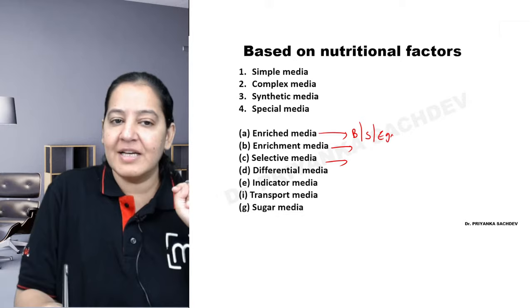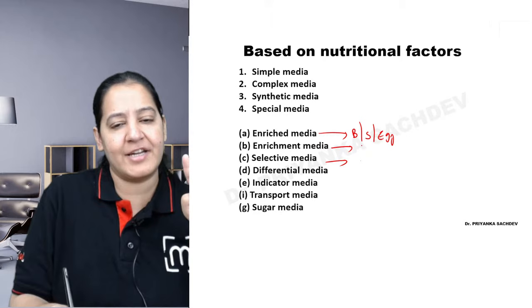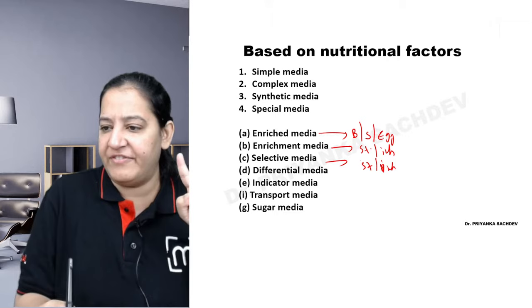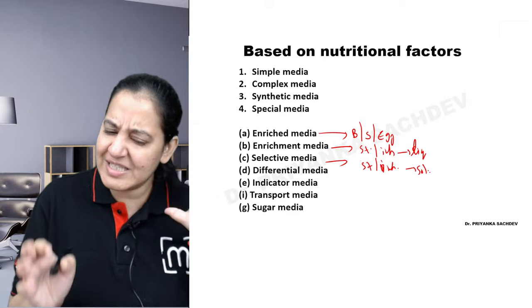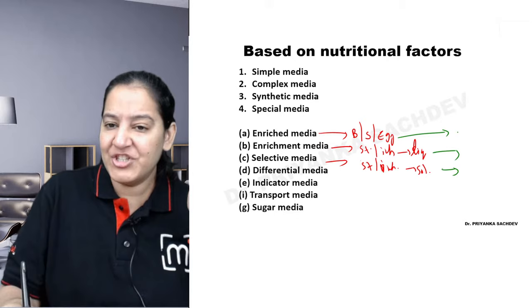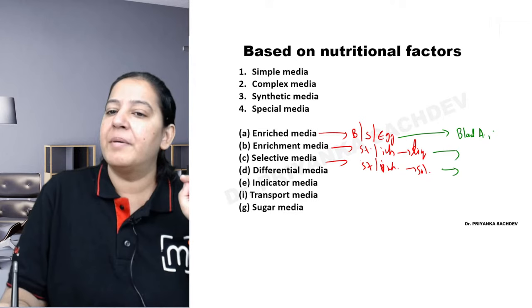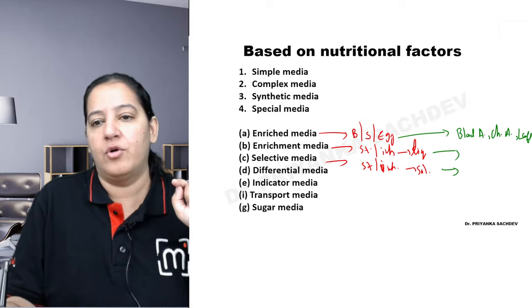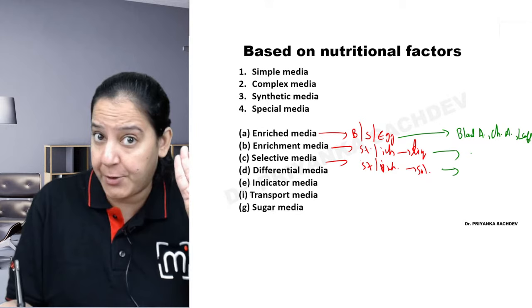Enrichment and selective, either they contain stimulatory or inhibitory substances. Stimulatory and inhibitory, right? The definition is the same, but this one is liquid and this one is solid. First thing is to learn the definition. The second step is to learn their three examples. In enriched, I told you three examples: blood agar, chocolate agar, and Loeffler serum slope. I told you three examples of enrichment. All were liquid: tetrathionate broth, selenite F broth, right?